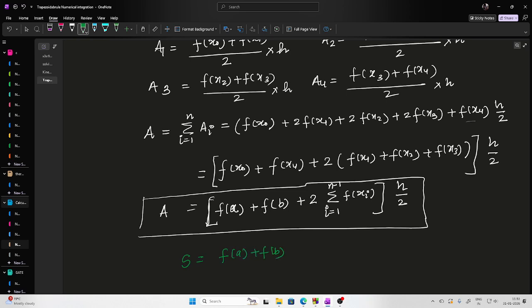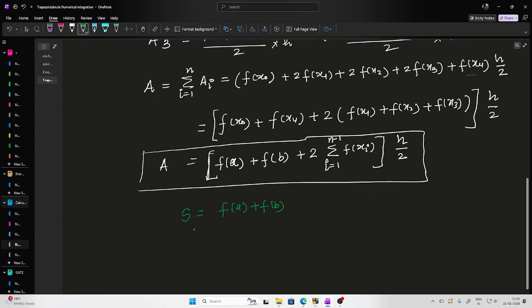Once that has been done, we will run a loop from 1 to n minus 1, and inside it we will add f(xi) to the sum. That's it. And finally, this sum will be multiplied by h by 2 to get our area. So this is the simple logic of the trapezoidal rule for finding the integral.